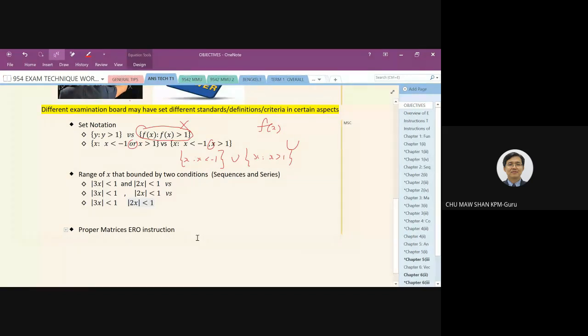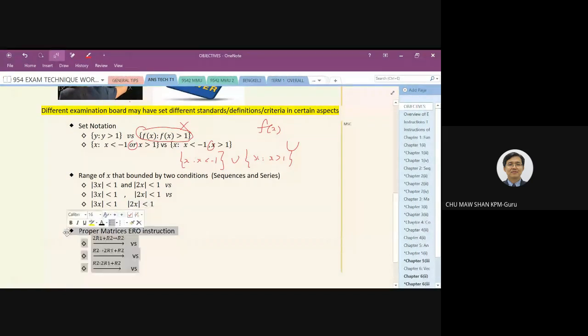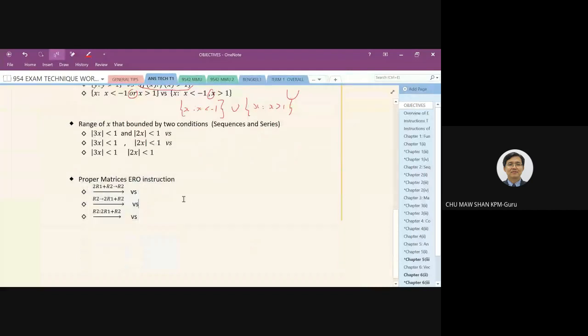Okay. Next, the proper matrices elementary row operation instruction. We have three versions here. Only the first version is allowed in the examination, because this carries the meaning 2R1, 2 times row 1 plus row 2 replaces row 2. This is the meaning of this instruction. So we have to write our ERO instruction in the proper way.